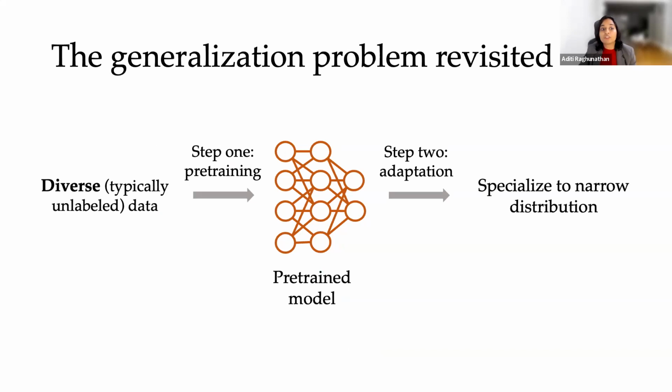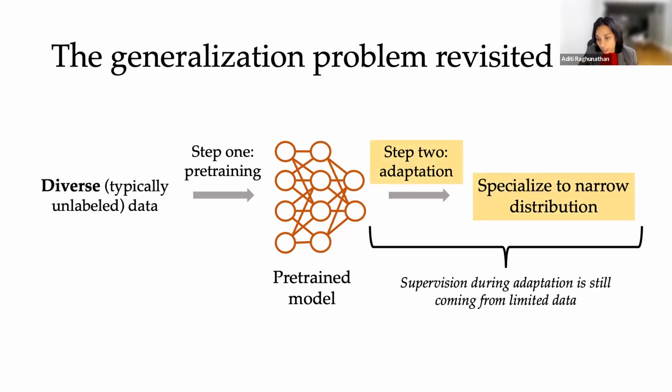But this is not the end of the story. I just want to caution that, yes, the pre-trained model has seen a large amount of data, but during this adaptation process, where we help the model specialize to our task of interest, we are still doing that adaptation on a narrow distribution on limited data. So this supervision during the adaptation process is still coming from limited data, and it's not at the scale of the pre-trained model. And so we still run the risk of overfitting.